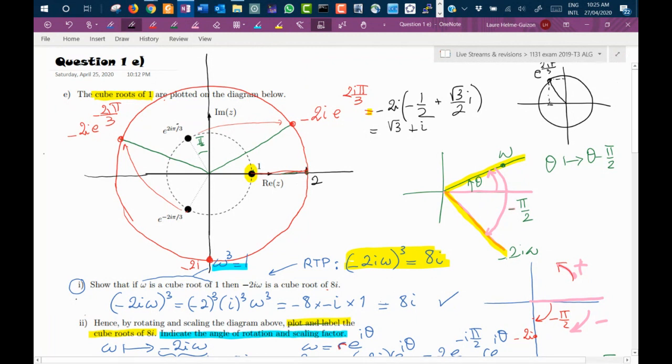I can do the exact same thing for the other one, minus 2i. And so again, I'm going to use a unit circle, use whatever you like.